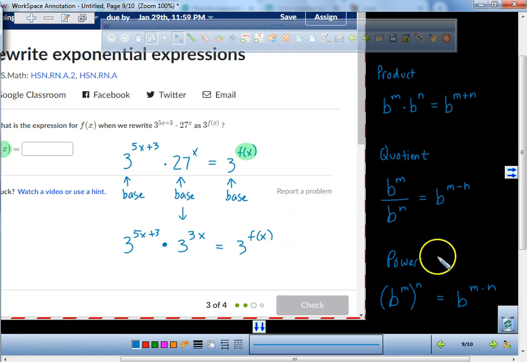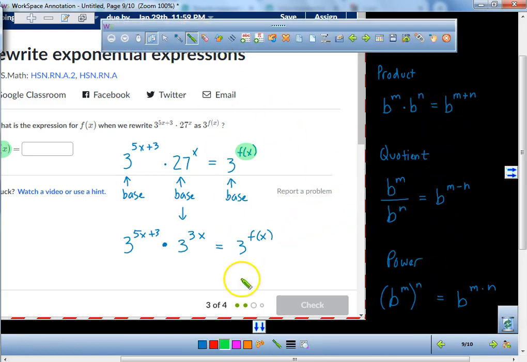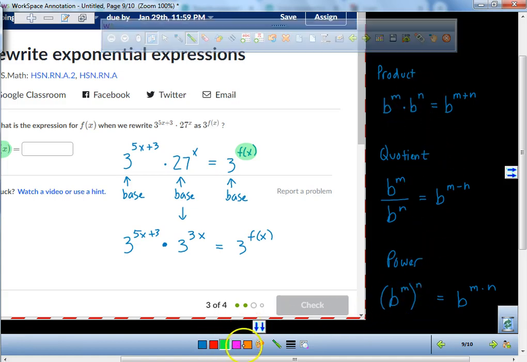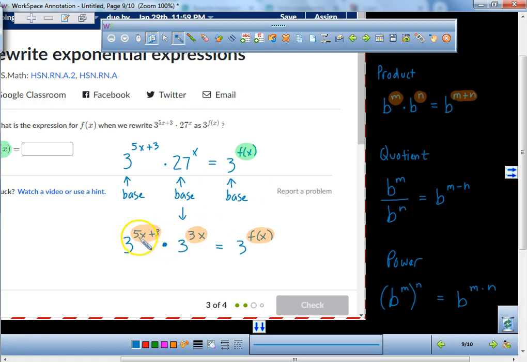Now, of these 3 properties, which property do you think we're going to use? Are we going to use the product property, the quotient property, or the power property? Yeah, the product property. Now check this out. The product property says we're allowed to do what with the exponents? Add them together. So we're going to take this and add it to this to get this. What is 5x plus 3x? What's that a total of? 8x.